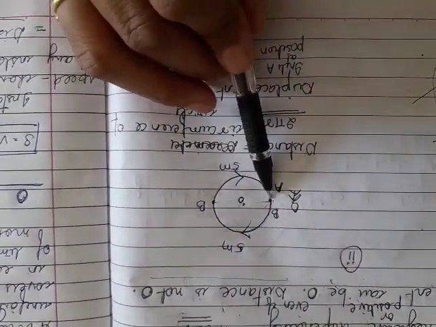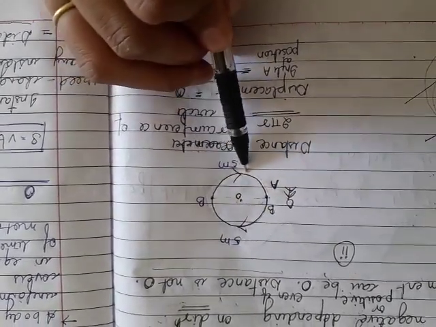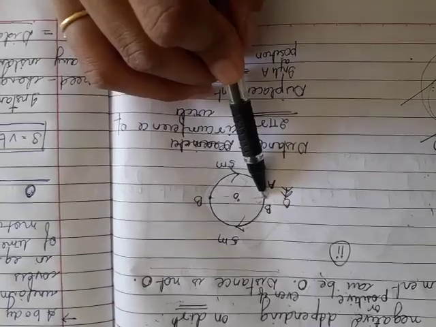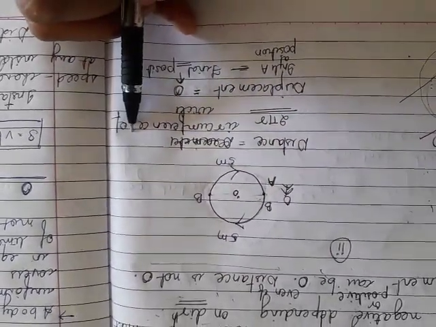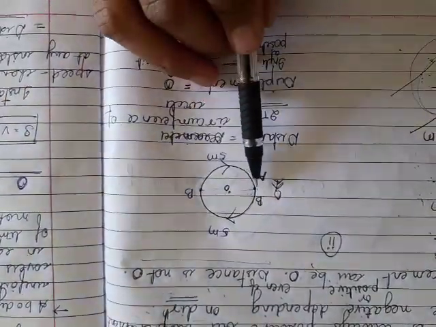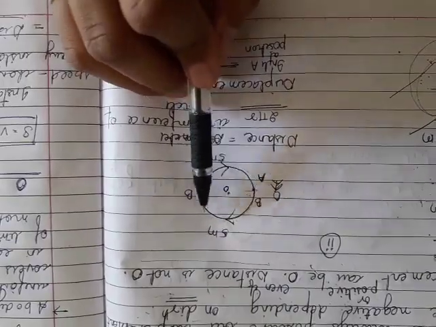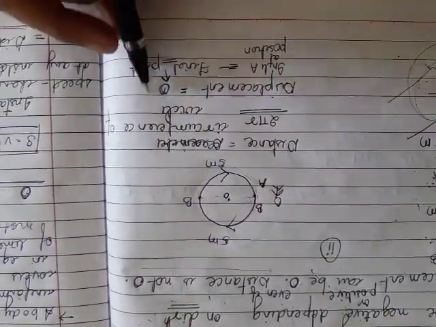Once again, if I tell him to start from A, take a big round, and come back over here again, and I want to find the distance he travelled, I found the circumference of the circle. But if I tell him to start from here and come back again here, then his displacement will be 0.